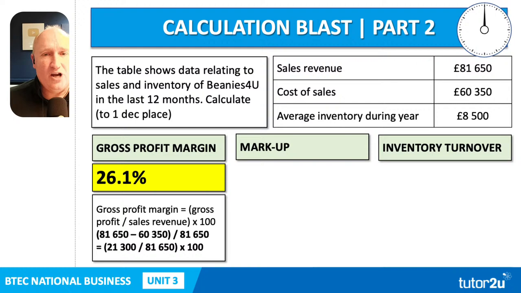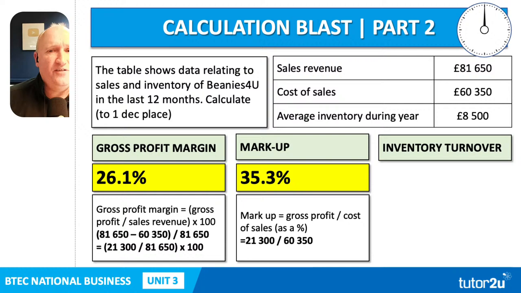The markup, I think I got this right. This is the gross profit divided by cost of sales multiplied by 100. I think that's 35.3%. So that was our markup percentage. And don't forget, markup should always be slightly more, shouldn't it, than the gross profit margin. That tells you how much on top of our cost of sales we have managed to extract from the customer.